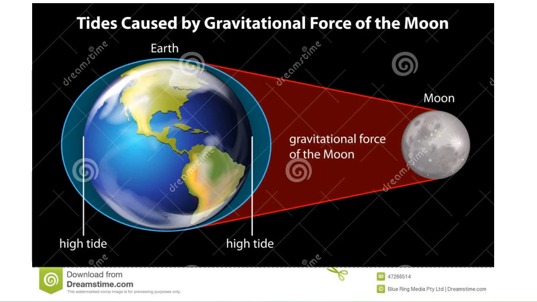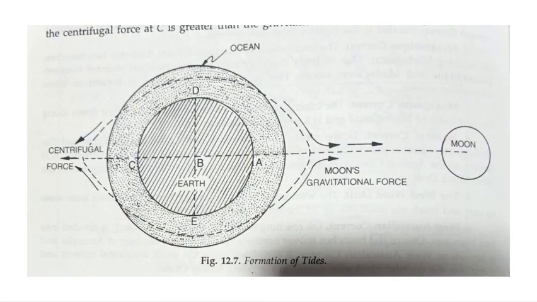It is a regular rhythmic motion resulting from the gravitational attraction exerted upon the earth by the sun and the moon. But the moon plays a greater role because of its nearness to the earth. Now let us understand the mechanism of the formation of tides.